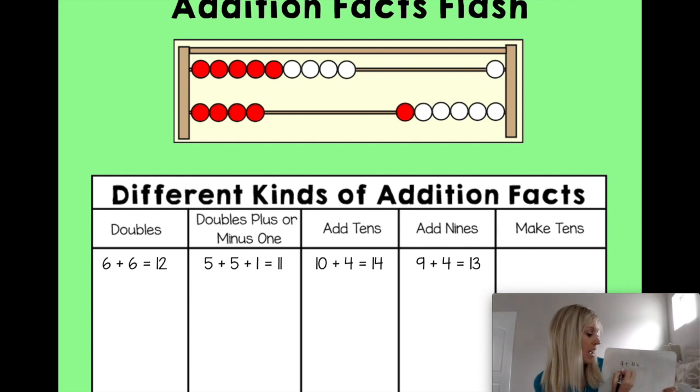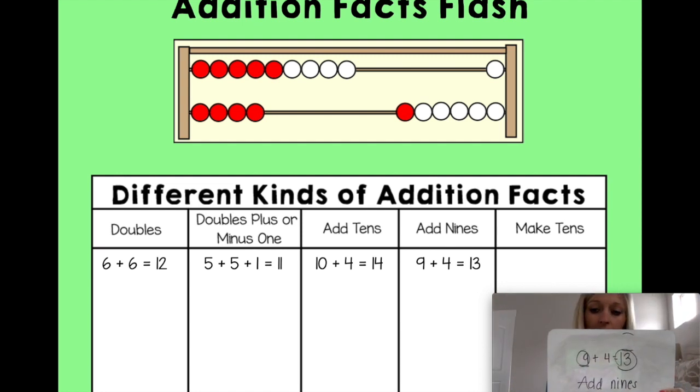So if I know in my brain that 10 plus 4 equals 14, 9 is 1 less, so I must know that 9 plus 4 equals 13 because 13 is 1 less than 14 and 9 is 1 less than 10. Okay, this one is called add 9s.